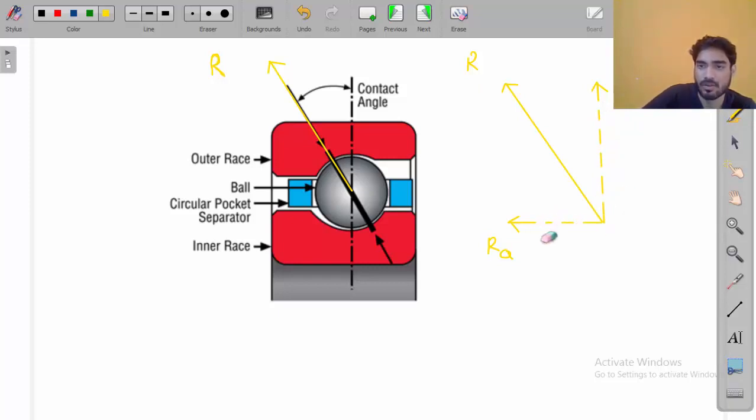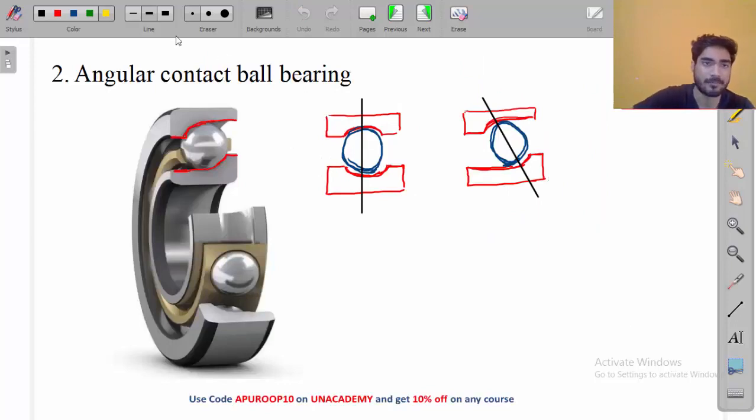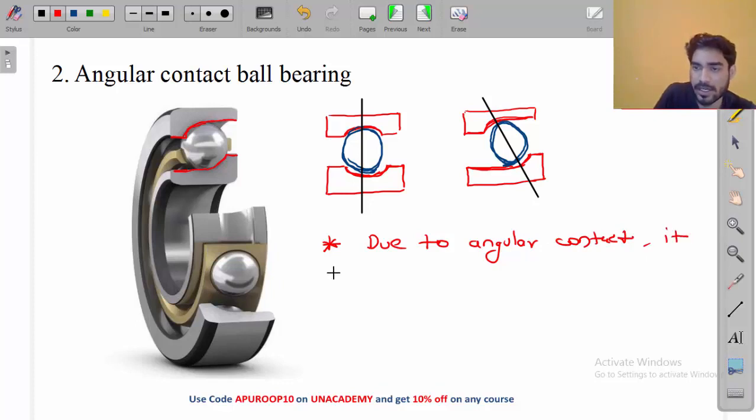Can you see this, my friend? When the contact is angular, whatever reaction is developed will have two components. The shaft is like this, so this component will be the axial component and this component will be the radial component. And my friend, this can also support radial as well as axial load due to angular contact. It can support both radial and axial loads.